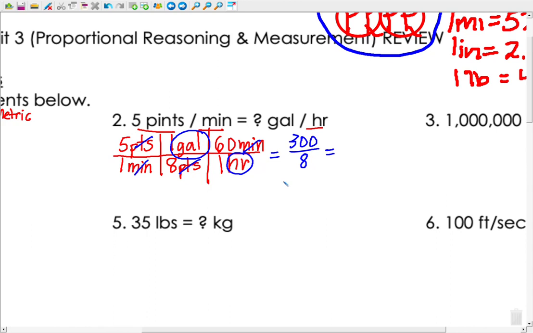Divide. Okay, so I get 37.5. So my answer is 37.5 gallons per hour.